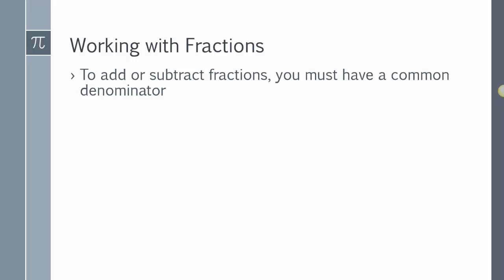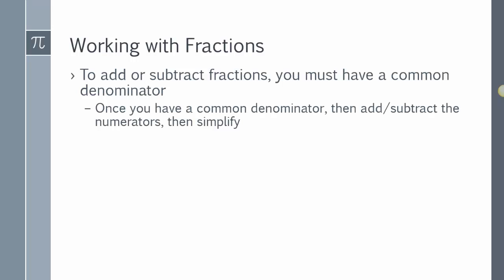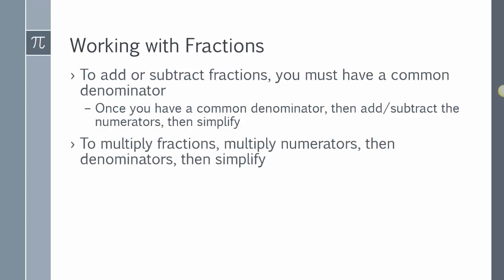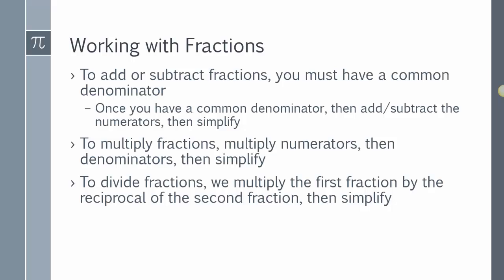So, working with fractions, to add or subtract fractions, you must have a common denominator. Once you have a common denominator, then you add or subtract the numerators and simplify. To multiply, multiply numerators, then multiply denominators, then simplify. To divide fractions, we multiply the first fraction by the reciprocal of the second fraction, then simplify.